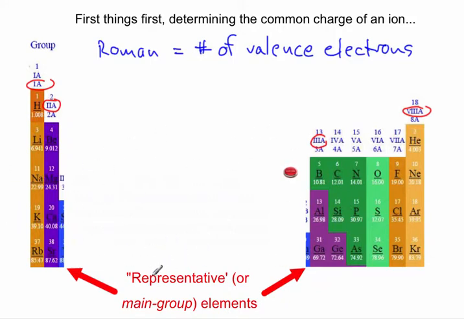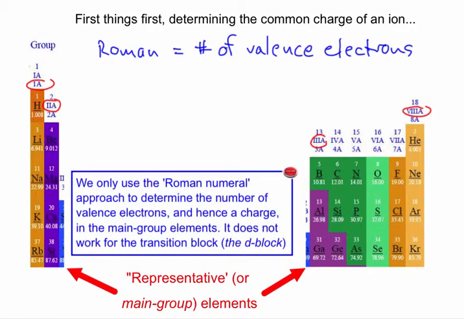And so these are known as the representative elements or main group elements, and we can use the Roman numeral system to determine the number of valence electrons. So it's really only used for the main group or representative elements. There's another way we have to deal with things in the transition block, in the D block. But using this, we can quite quickly determine number of valence electrons.